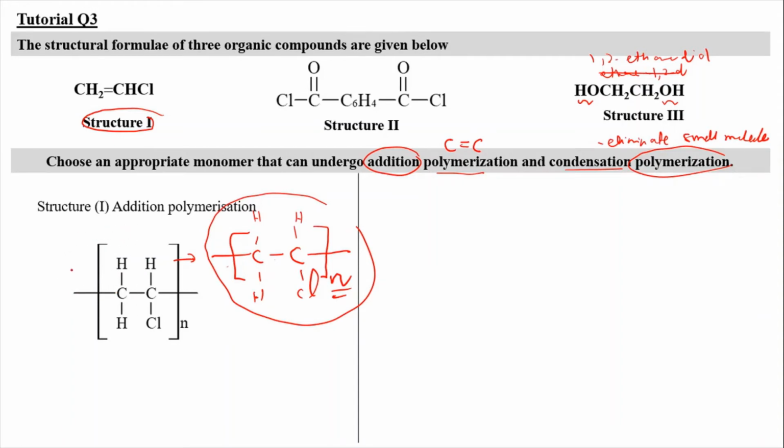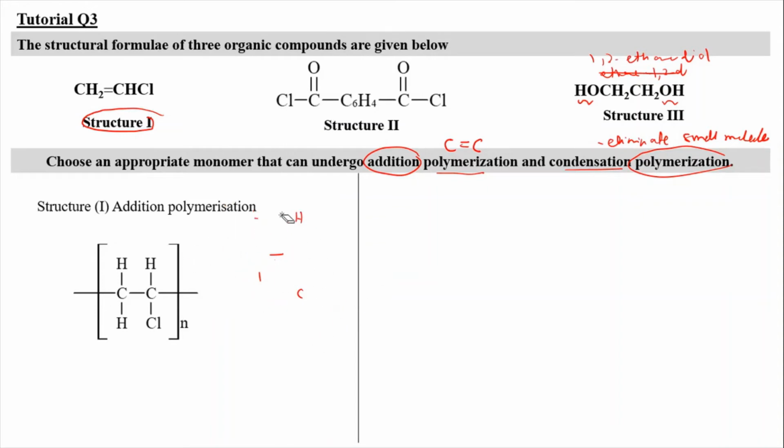Now for the condensation polymerization. As I mentioned, it needs to eliminate a small molecule. So you need to react your structure number 2 with structure number 3. This is because in structure number 2 you can eliminate Cl, and in structure number 3 you can eliminate hydrogen. So what you're going to eliminate is HCl.